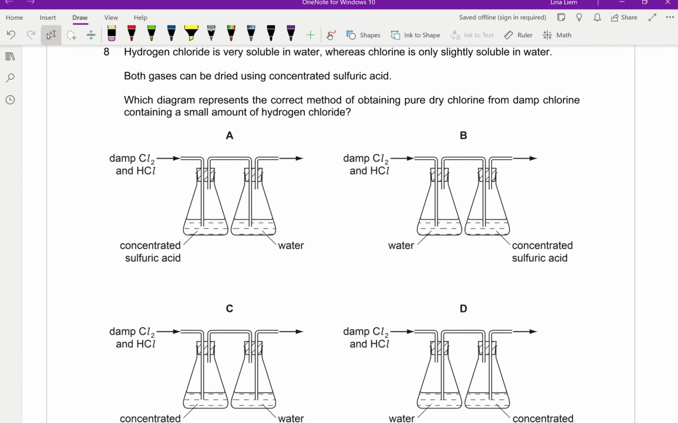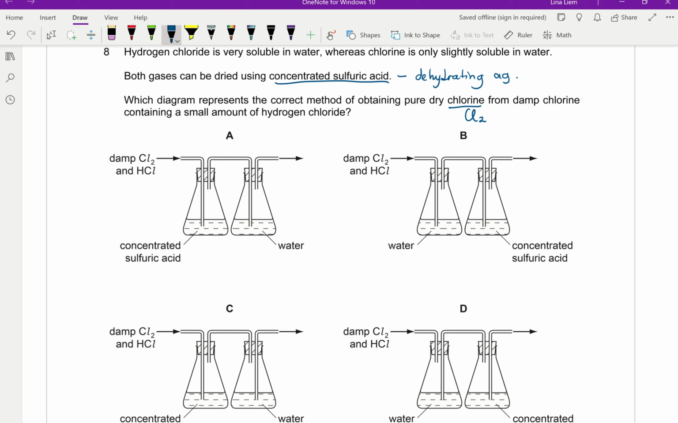Hydrogen chloride is very soluble in water, whereas chlorine is only slightly soluble in water. Both gases can be dried using concentrated sulfuric acid. Concentrated sulfuric acid is acting as the dehydrating agent here. Which diagram represents the correct method of obtaining pure dry chlorine from damp chlorine containing a small amount of hydrogen chloride? So you only want chlorine. You don't want water vapor. You don't want hydrogen chloride.